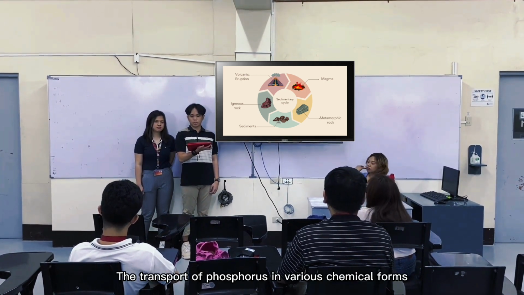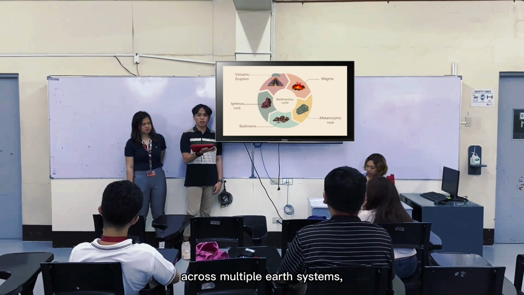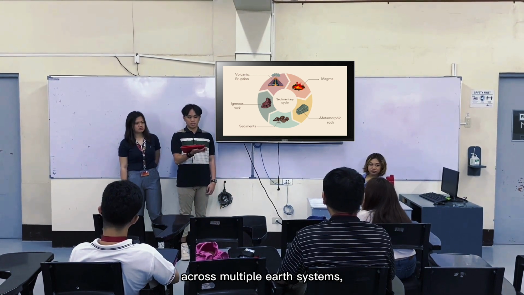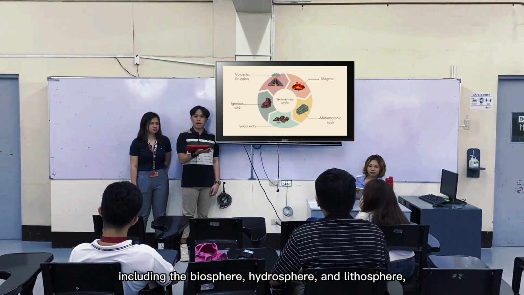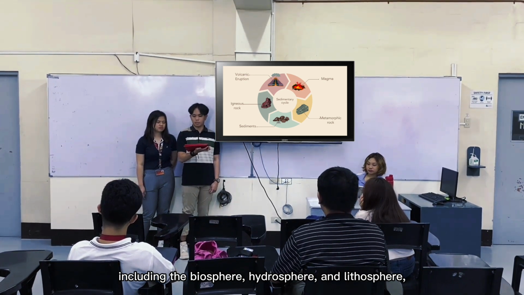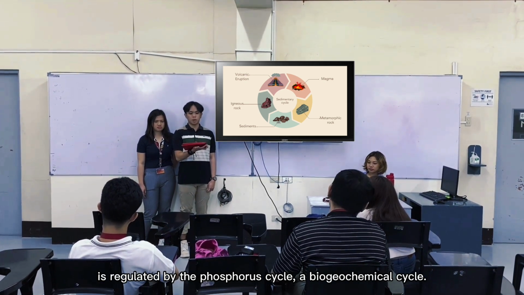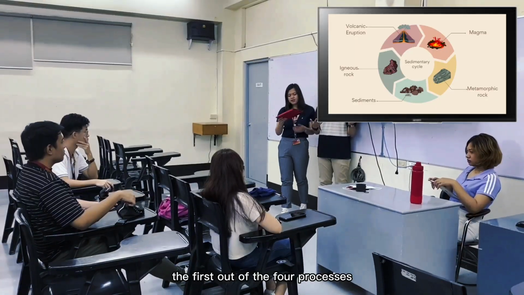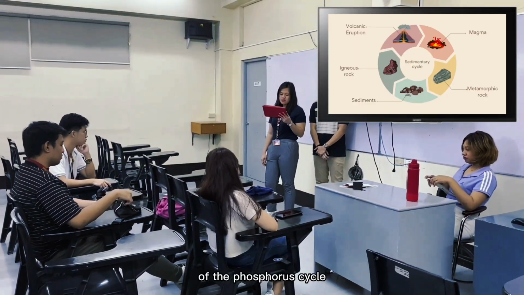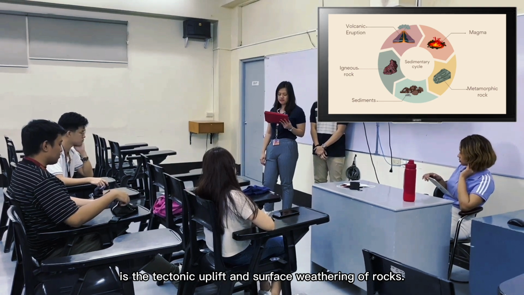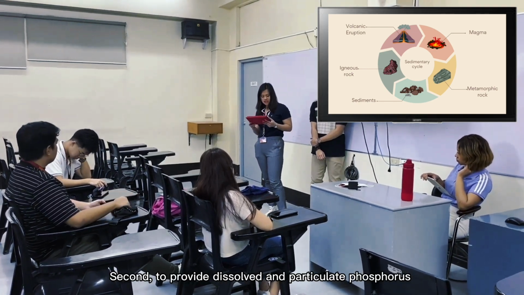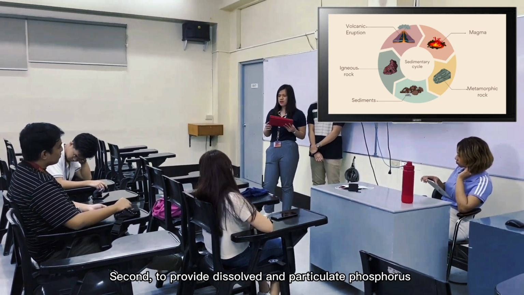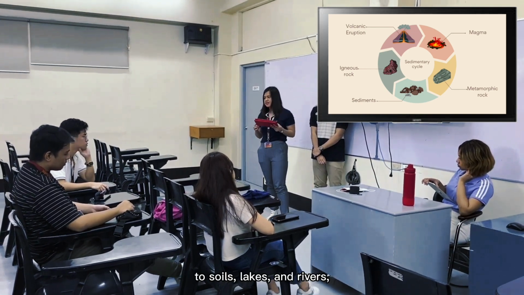The transport of phosphorus in various chemical forms across multiple Earth systems, including the biosphere, hydrosphere, and lithosphere, is regulated by the phosphorus cycle, the biochemical cycle. The first among the four processes of the phosphorus cycle is the tectonic uplift and the surface weathering of rocks. Second, to provide dissolved phosphorus to soils, lakes, and rivers.